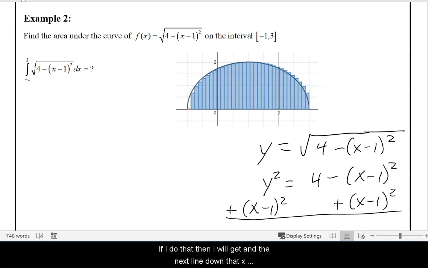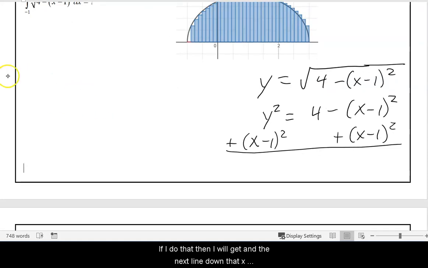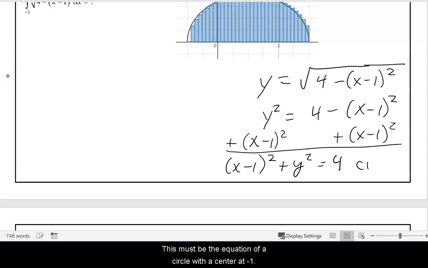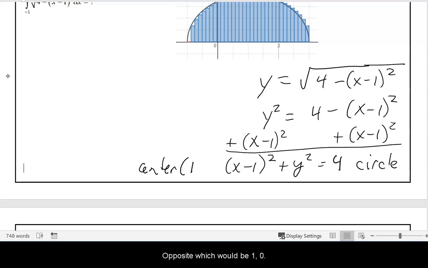If I do that, then I will get, in the next line down, x minus 1 in parentheses squared plus y squared equals 4. This must be the equation of a circle with a center at -1 opposite, which would be 1, 0. Remember that when you do these, you take the opposite of the number in parentheses. The opposite of -1 is 1, and since y has no parentheses, the y coordinate of the center is 0. The radius, of course, would be 2.